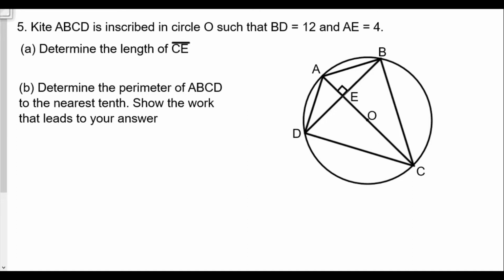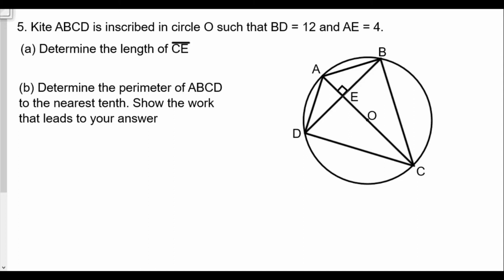Kite ABCD. Now, a kite is a quadrilateral that is kind of like two different sized isosceles triangles that share the same base and are connected. So it's like isosceles triangle ABD and isosceles triangle BCD, both sharing the base BD. That's kite ABCD. It's inscribed in circle O, so we have to use our circle rules, such that BD is 12 and AE is 4, and they're showing that AE is a line segment on diameter AOC.